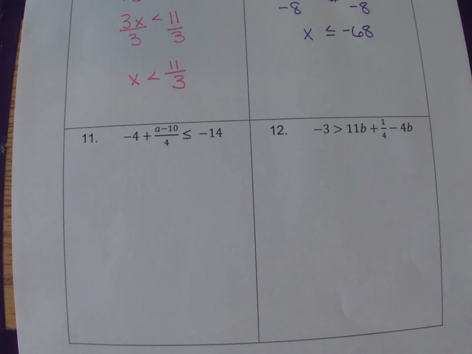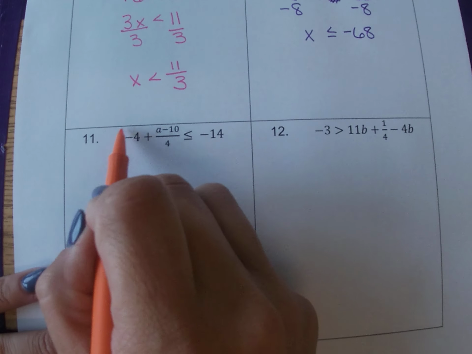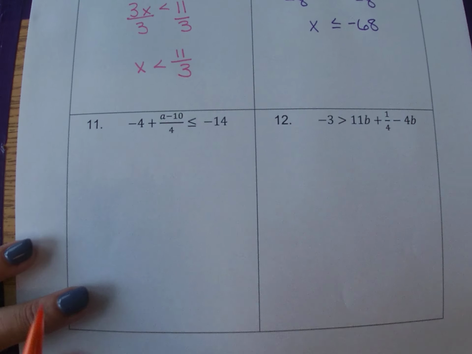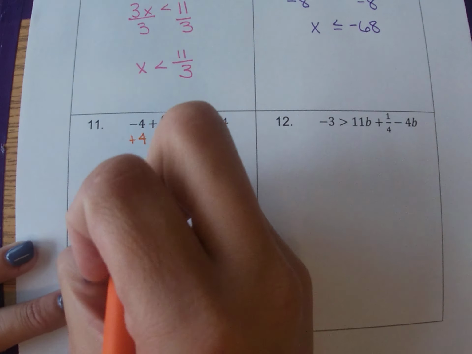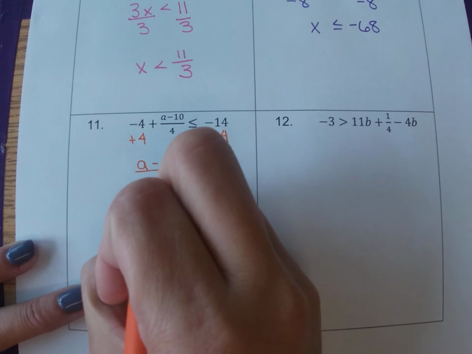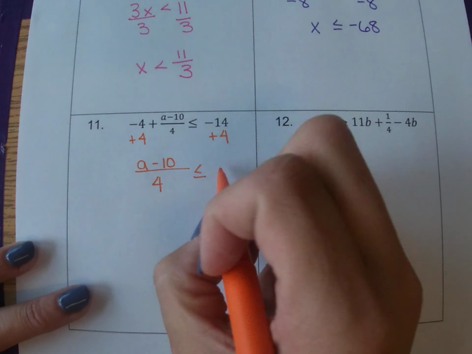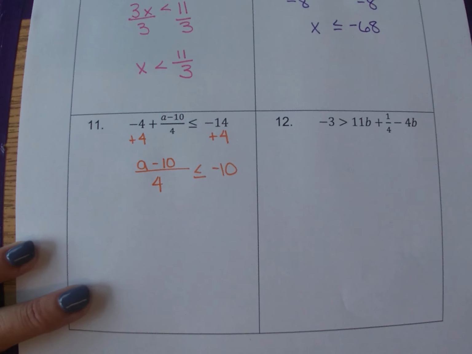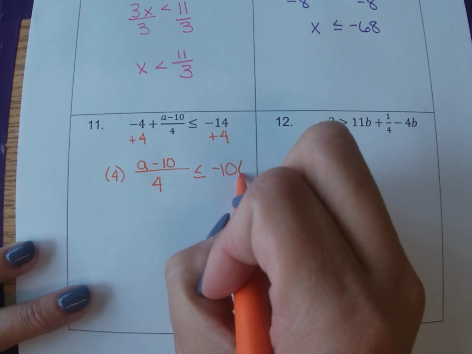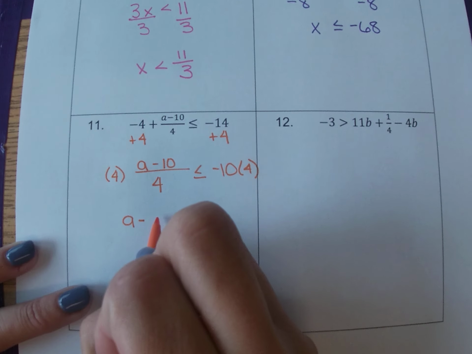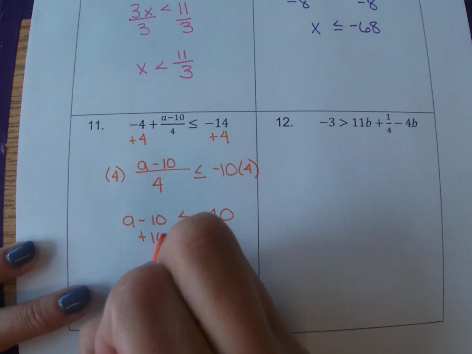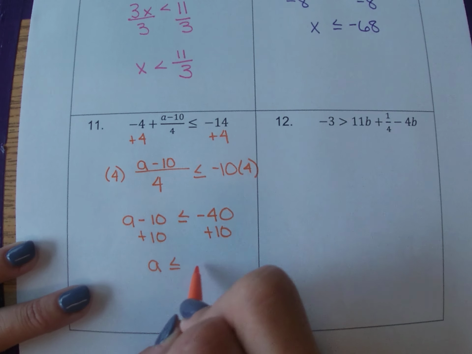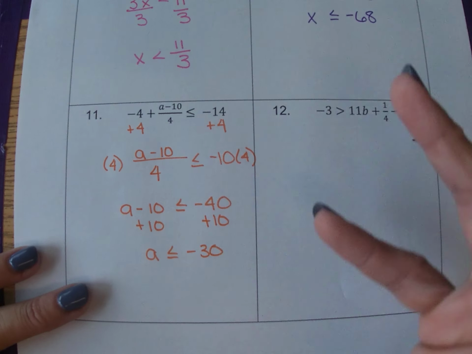Okay, we'll look at number 11. Again, we have this long fraction bar here, but this 4 is not part of it. So I need to move this 4 first. So I'm going to add 4 to each side. So I'll have a minus 10 all divided by 4. Adding 4 is not a reason to flip the inequality sign. And now I can undo that division with multiplication. So a minus 10, -40. Then I'm going to undo my subtraction with addition. So we'll get a is less than or equal to -30.